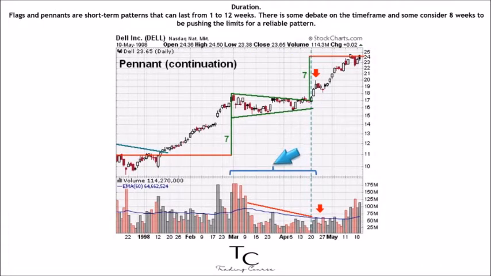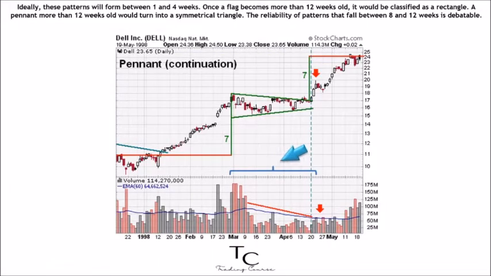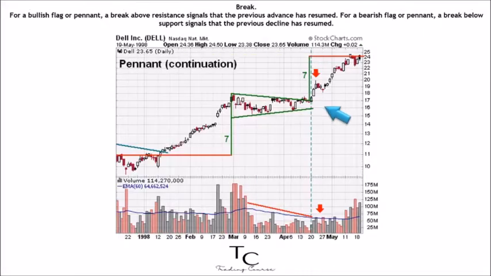Duration. Flags and pennants are short-term patterns that can last from 1 to 12 weeks. There is some debate on the time frame, and some consider 8 weeks to be pushing the limits for a reliable pattern. Ideally, these patterns will form between 1 and 4 weeks. Once a flag becomes more than 12 weeks old, it would be classified as a rectangle. A pennant more than 12 weeks old would turn into a symmetrical triangle. The reliability of patterns that fall between 8 and 12 weeks is debatable.